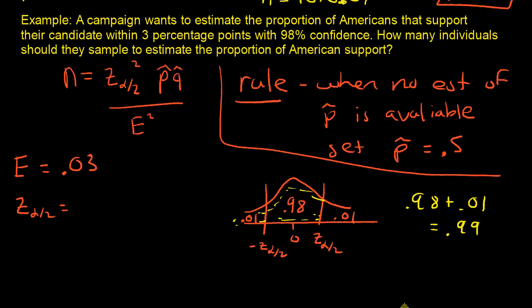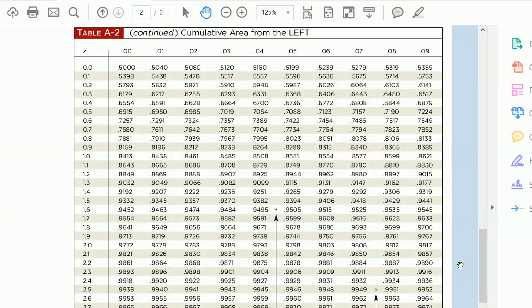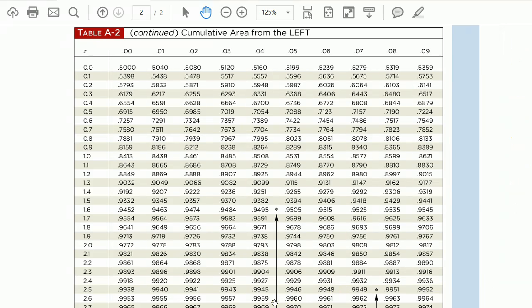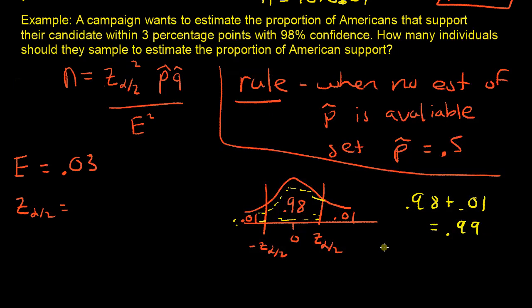All right, so let's look up 0.99 in our table. 0.99, let's see. 0.99, okay, so there it is, between these two numbers. So 0.9901 and 0.9898. Well, it's closer to 0.9901, right? So we will go ahead and choose the z value that corresponds to 0.9901. So that's 2.33. Right? So z alpha divided by 2 is 2.33.